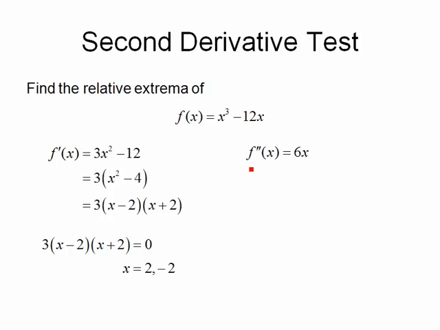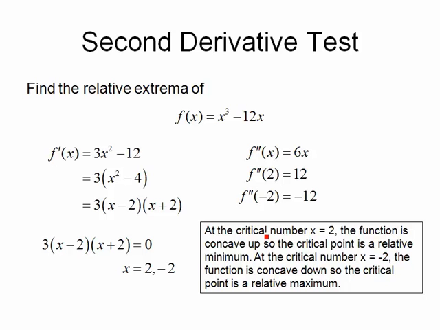The second derivative is just the derivative of 3x squared minus 12, and that's simply 6x. If I put the critical points into that, I get f double prime of 2 is positive 12, so that tells me that we're concave up. If I put negative 2 into the second derivative, 6 times negative 2 is negative 12, so that tells me at negative 2 we're concave down.